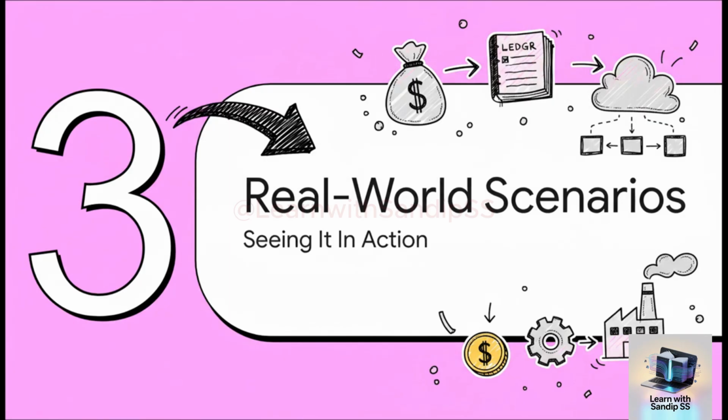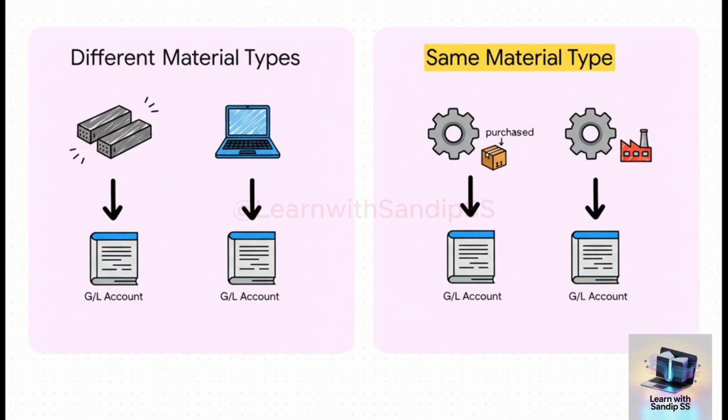All right, the theory is great, but let's make this really concrete. We're going to walk through a couple of real-world examples now so you can see just how flexible and powerful this setup is in practice. And what's really cool here is the flexibility. The most common way to set this up is pretty straightforward. Different material types, like your raw materials and trading goods, just post to totally different stock accounts. But you can get way more detailed. You can actually set up the system so that materials of the same type post to different accounts. Why? Well, maybe you want to distinguish between parts you buy versus parts you make yourself.